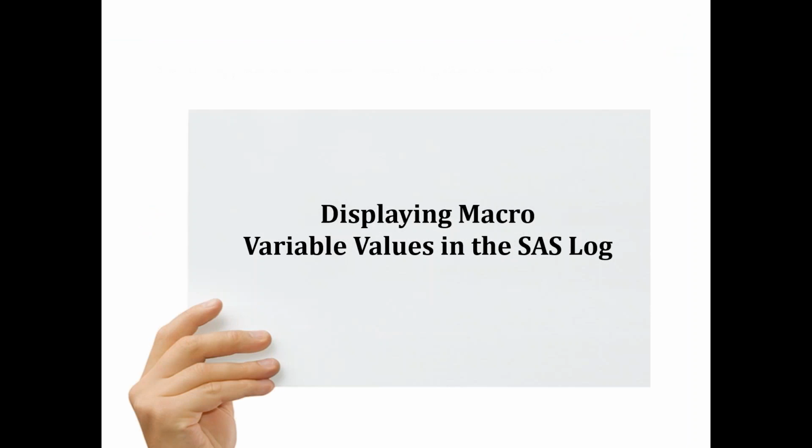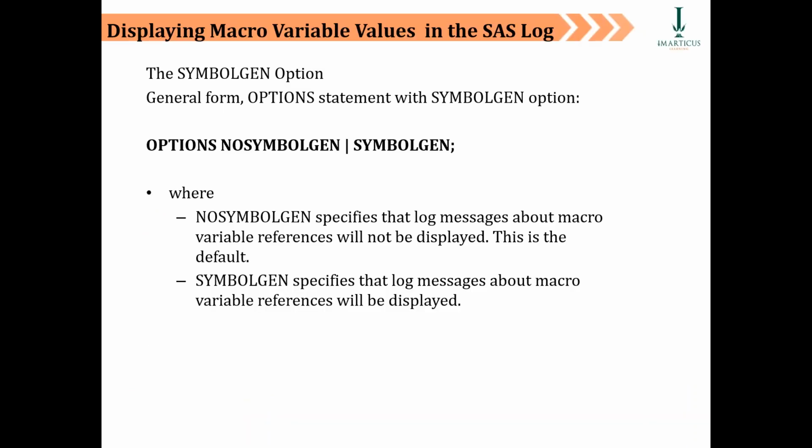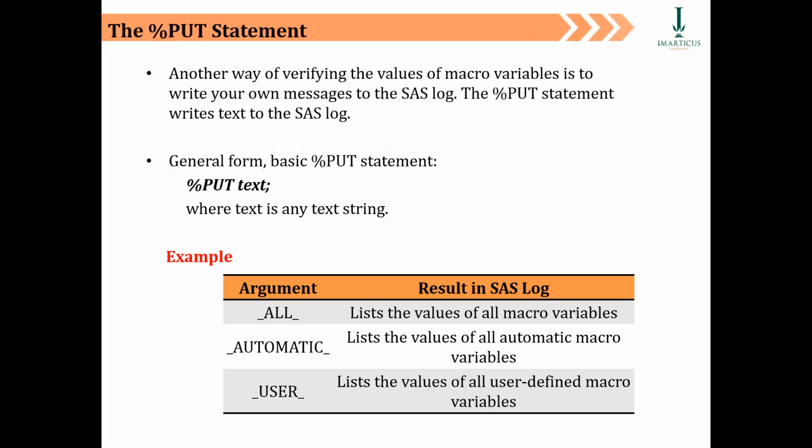Now, displaying macro variable values in the SAS log. We have seen some examples, but let's try to understand it. To display macro variables in the SAS log, there is the SYMBOLGEN option, where we can write an options statement with SYMBOLGEN. NOSYMBOLGEN specifies that log messages about macro variable references will not be displayed. This is the default. However, SYMBOLGEN specifies that log messages about macro variables will be displayed.